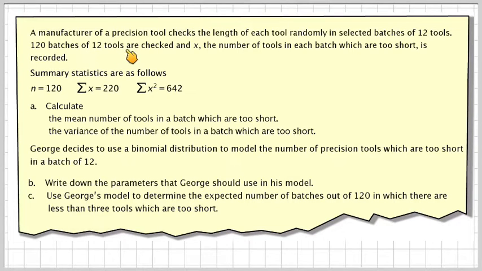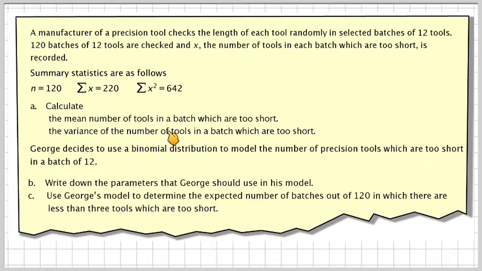A manufacturer of a precision tool checks the lengths of each tool randomly in selected batches of 12 tools. 120 batches of 12 tools are checked, and X, the number of tools in each batch which is too short, is recorded. The summary statistics are that N is 120, sigma X is 220, and sigma X squared is 642.